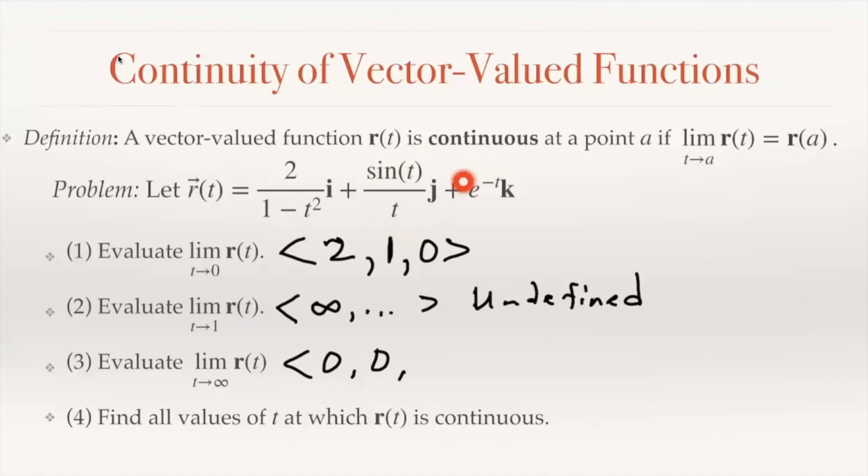And e to the negative t. So recall the graph of e to the t, for example, or e to the negative t. Okay, so there's y is e to the negative t. It's the graph of e to the t swapped around the y-axis. So that approaches 0. And let's find all values of t at which r of t is continuous.